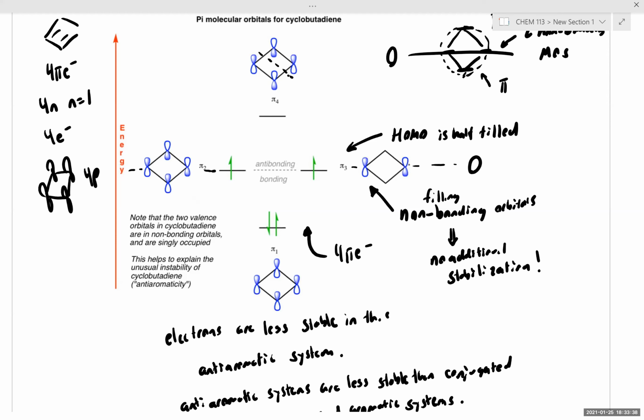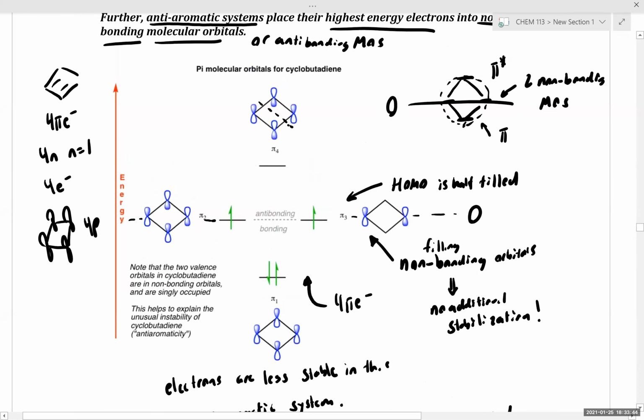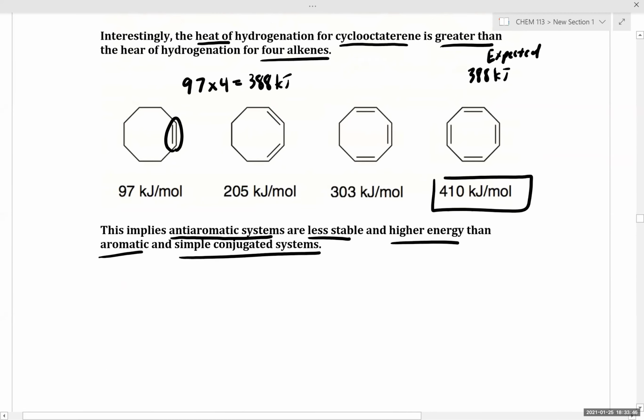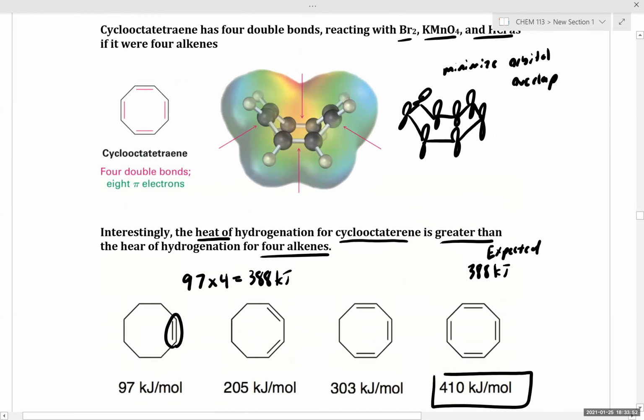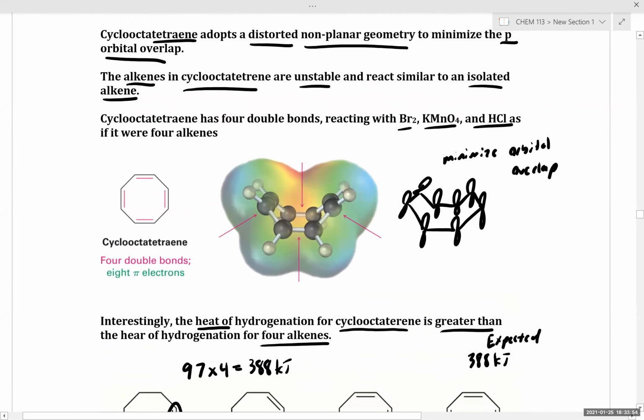I had a question about cyclooctatetraene. Yeah. So it's not planar, so would we still consider it anti-aromatic? So despite its best attempts to adopt a distorted geometry, it still exhibits a minor amount of orbital overlap.